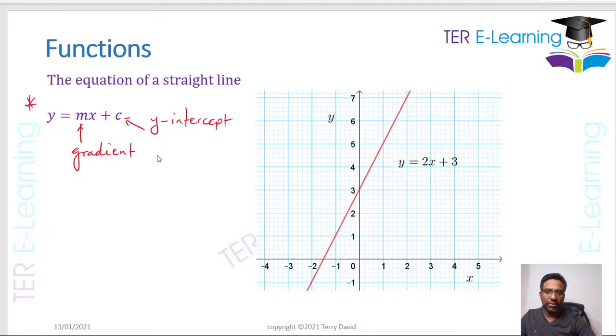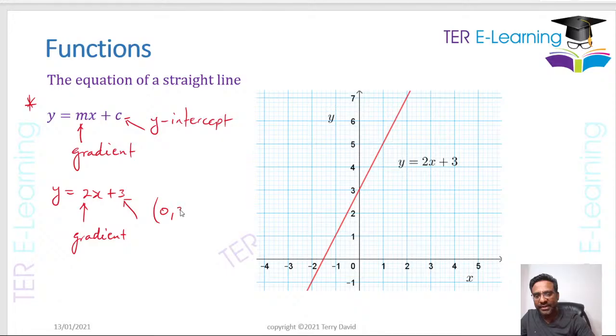Now, if we look at this equation, y is equal to 2x plus 3, that tells me that my gradient is equal to 2. So the gradient of this line is 2. My y-intercept is at 3, but how we write the y-intercept is as a coordinate, and that coordinate is written as 0, 3. So that's my y-intercept. If you have the graph, you can just read it off here. This is my y-intercept, and the coordinates of that point are 0, 3. So on the graph, I can figure out my y-intercept, or I can get it if I know the equation of the straight line.